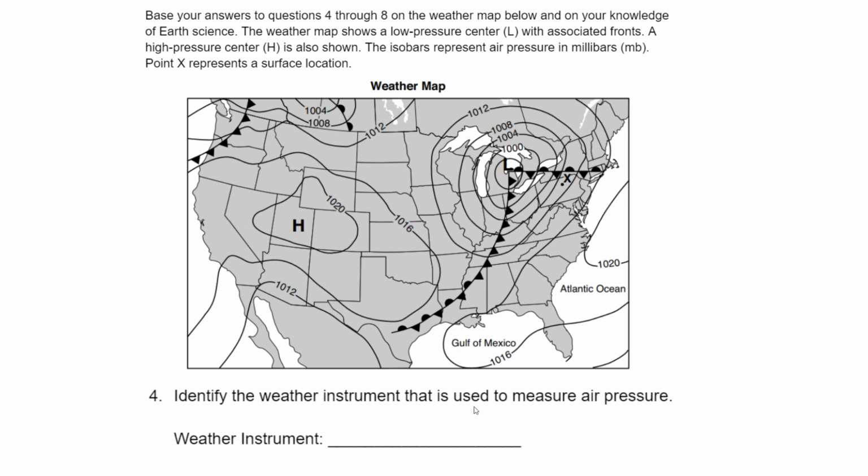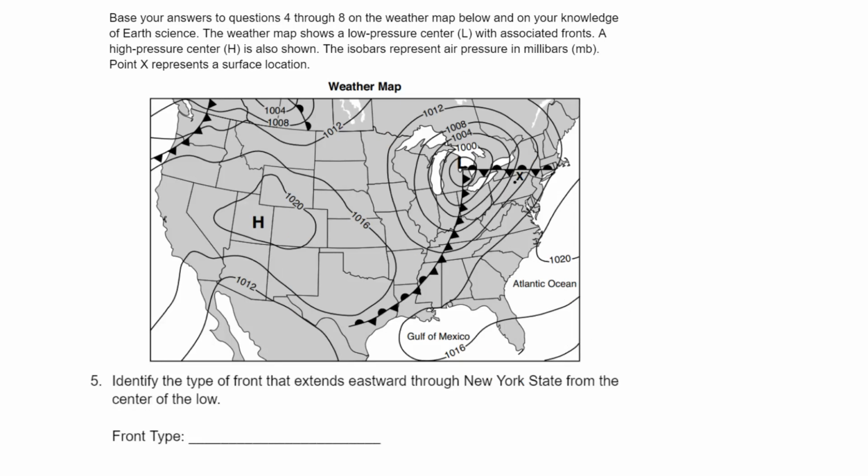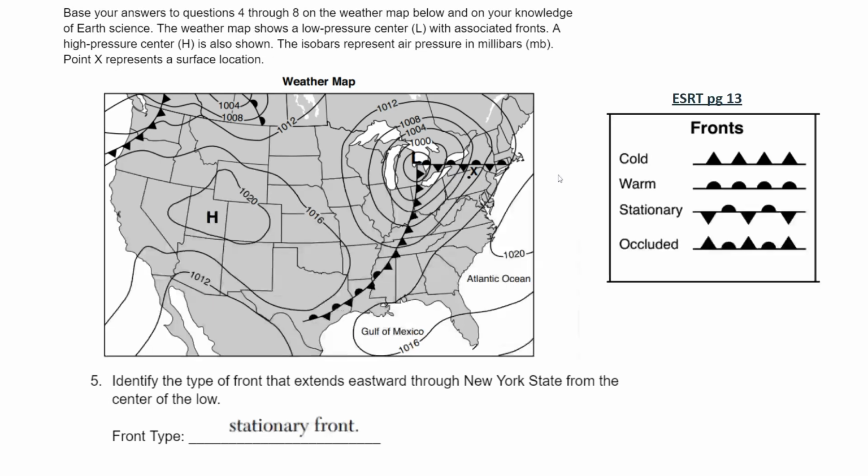So number 4, identify the weather instrument that is used to measure air pressure. The correct answer is barometer. Remember, a barometer measures air pressure. Number 5, identify the type of front that extends eastward through New York State from the center of the low. Okay, so we see from the low pressure area eastward is this symbol. And if you go to your reference table, page 13, you'll see that this symbol is actually a symbol for a stationary front. So this must be a stationary front that extends eastward through New York State. Okay, and this is New York State, by the way.